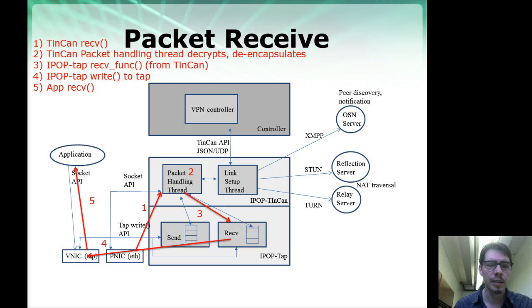On the receiving side, the packet comes from the physical network, and it is handled by TinCan, which decrypts the packet, decapsulates the packet, and puts it in the receive queue in the IPOP tap module. The IPOP tap module will get this packet and push it into the tap interface using the write system call, and eventually the application receives that through the socket API. Again, the application is unaware of all that's happening here behind the scenes. The only thing that it interacts with is this tap device.